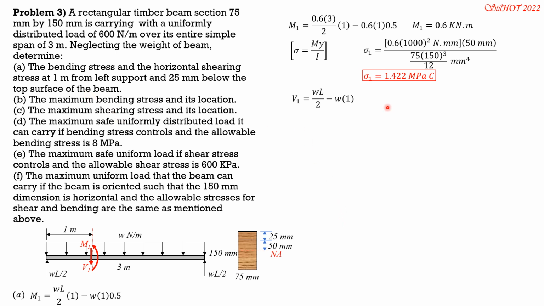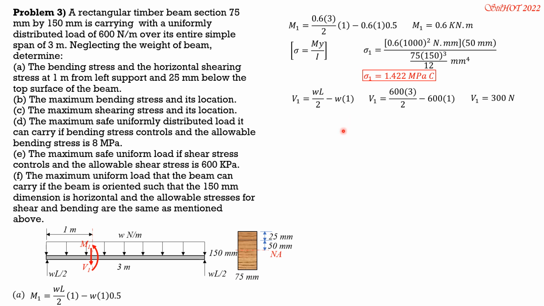So for shear 1, first, we have not yet finished part A. Shear at this section is equal to WL over 2 minus W times 1. It's like summation of forces in y. So WL over 2 minus W times 1, where W is 600 newtons per meter to express V1 in newtons. So 600 times 3 over 2 minus 600 times 1. So shear at section 1 is equal to 300 newtons.